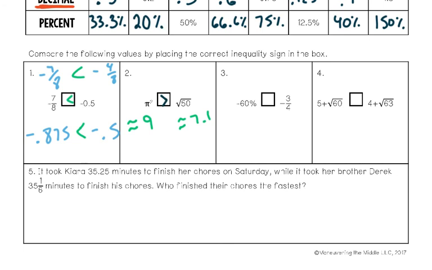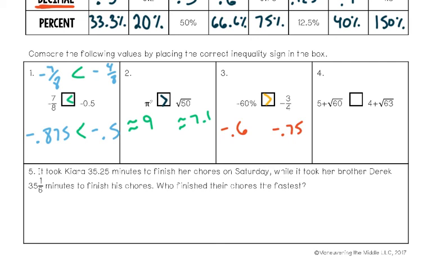You should try the next 3 by yourselves and then press play when you're ready to check. So you should have tried these by yourself now. I'm going to just go ahead and give you the answers pretty quickly. For number 3, I know that these are both the decimal equivalents of negative 0.6 and negative 0.75. So I know that negative 0.6 is greater because it's closer to 0.